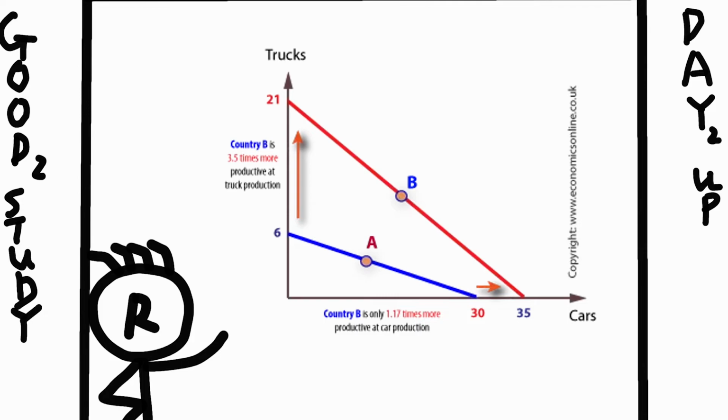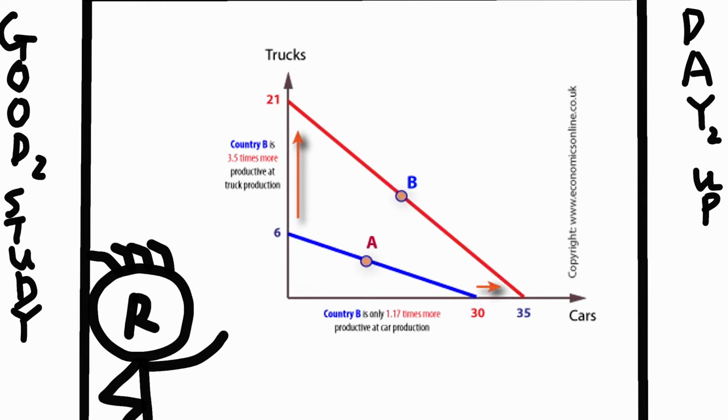So to answer the second question, who has the comparative advantage in producing trucks, we follow the same logic. For country A to produce trucks, the opportunity cost is 5 cars. So for country A to produce 1 truck, it will have to give up 5 cars. But for country B, the opportunity cost to produce trucks is 1.67 cars. Therefore, country B has the comparative advantage of producing trucks over A.